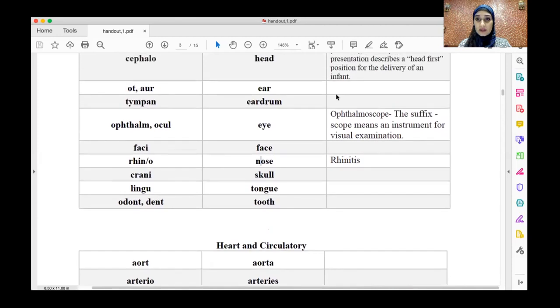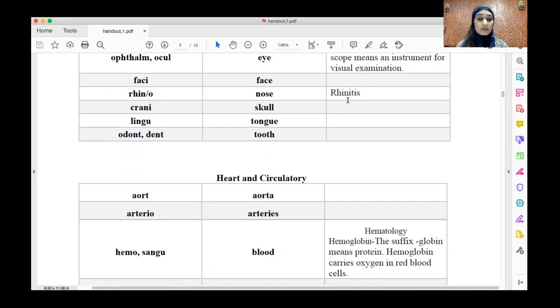You will find here this column is for the examples. I encourage you, whenever you find an example for these blanks, to write it. I wrote some examples, and in the exercises that we will take after that, you can write these examples in the blank. So we have here rhin or rhino means nose, like rhinitis. Crani means skull. Lingual means tongue. Odont or dent means tooth.